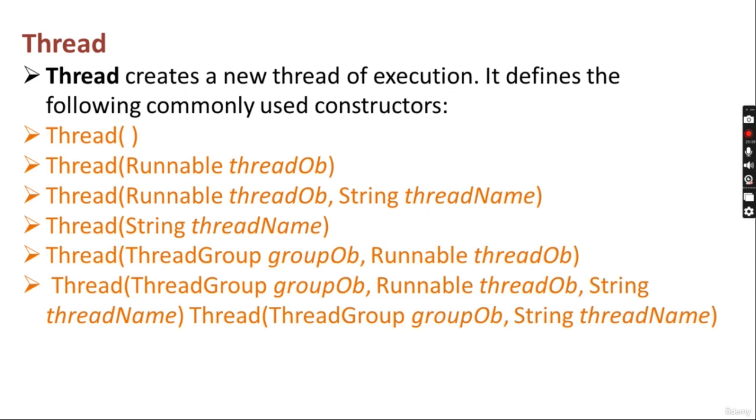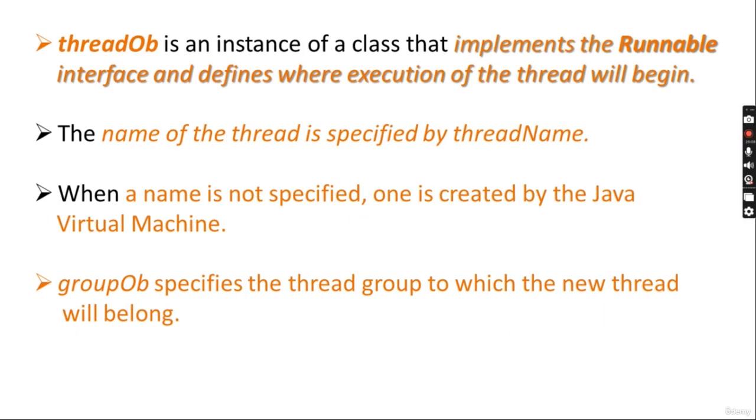Okay. Thread creates a new thread for execution. It defines the following commonly used constructors. Thread(Runnable threadObject), Thread(Runnable threadObject, String threadName), Thread(String threadName), Thread(ThreadGroup groupObject, Runnable threadObject), Thread(ThreadGroup groupObject, Runnable threadObject, String threadName), and the last one is Thread(ThreadGroup groupObject, String threadName). Okay, so these are the commonly used constructors if you are going to instantiate the thread.